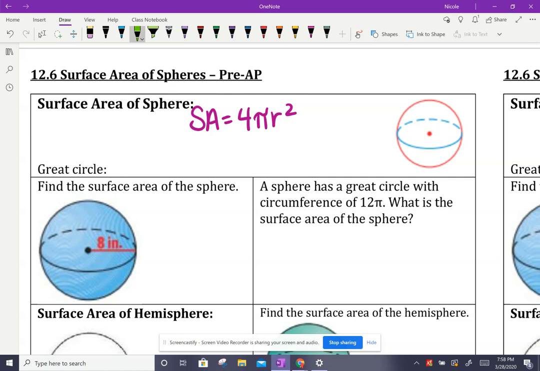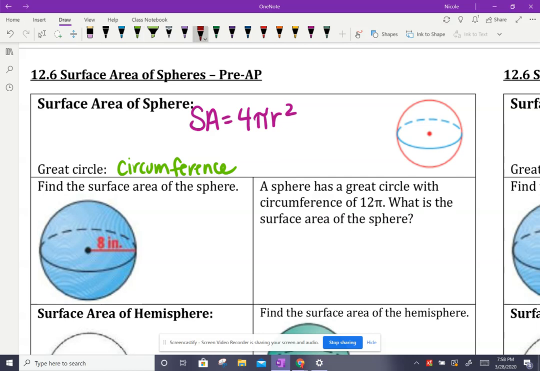Now, something you will see us mention is a great circle. If I say a circle has a great circle of 10 pi, that means its circumference. So the great circle is just another way for us to say circumference. That's all. Just a fancy way to say circumference. So don't get thrown off by it. It's not as scary sounding as you think.